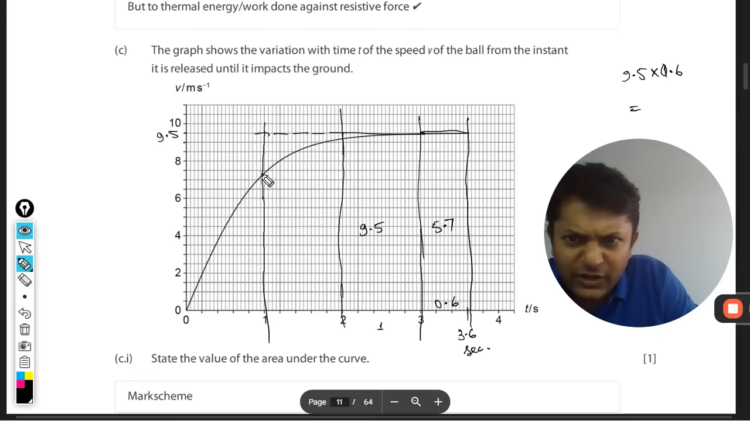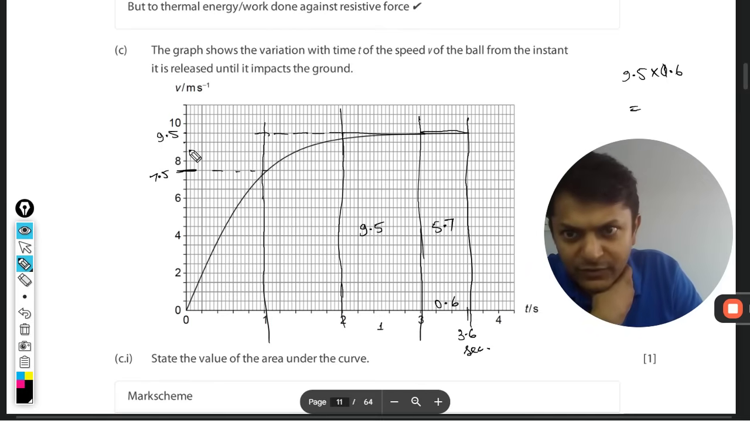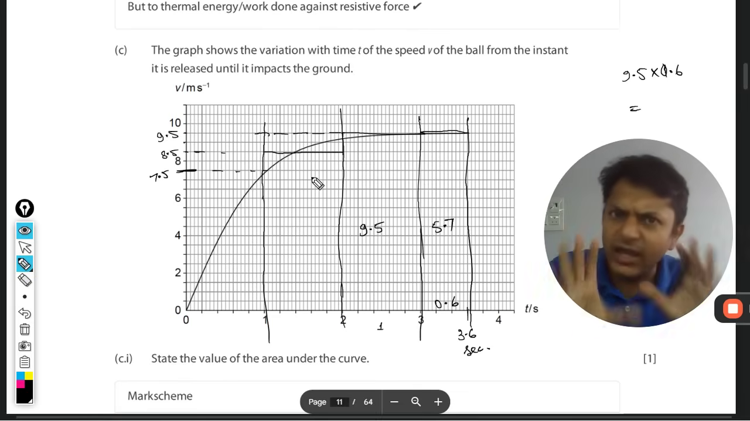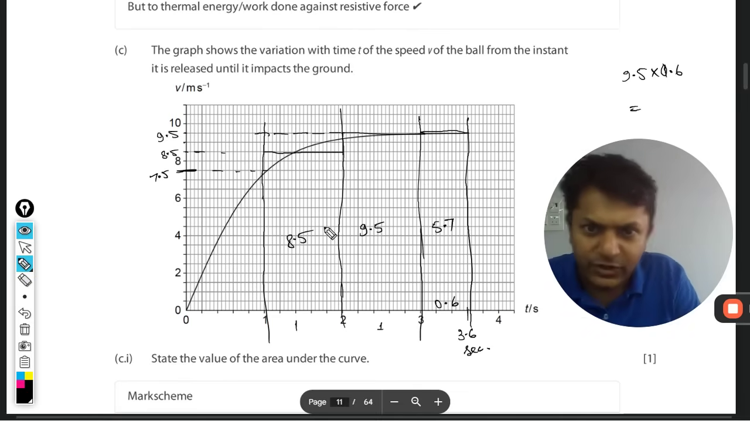So this value will be kind of this 7.5. So we can take the midpoint here. So 7.5 and 9.5 can be taken as 8.5. Yeah, so I'm taking this as the average, 8.5. I know this is an approximation, but this is 8.5 multiplied by 1, so I can take it as 8.5.